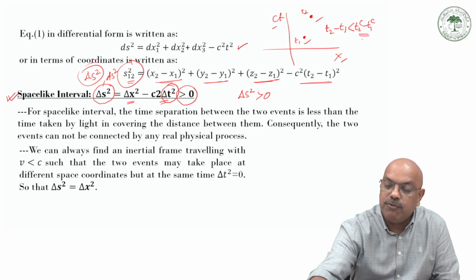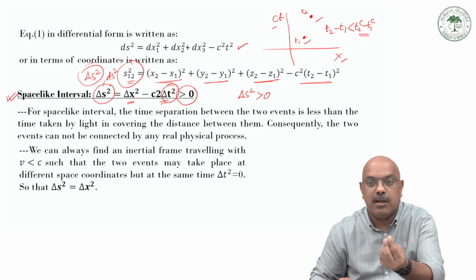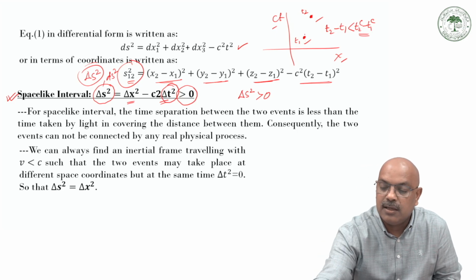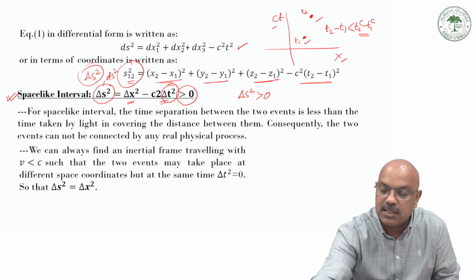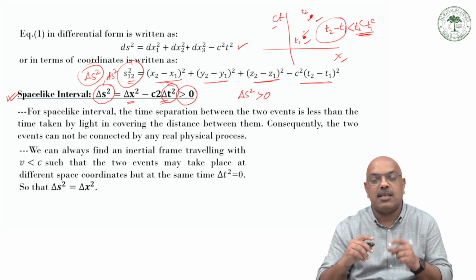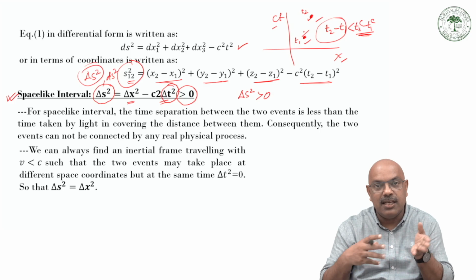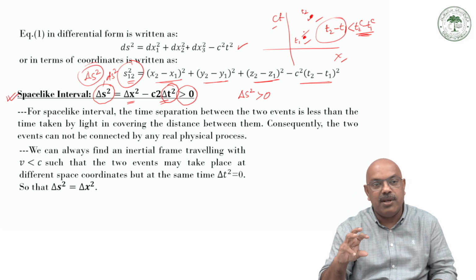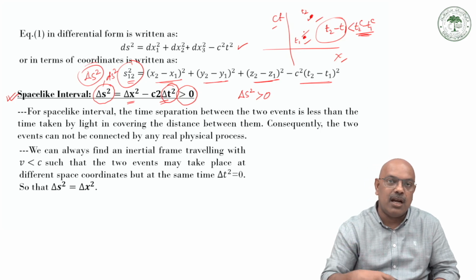That means if you splash light, if you have a light here, and this light reaches here at this point, whatever time this light pulse takes to reach from this place to this place, that is going to be the time. And what this event is doing is taking even less time than the light takes to travel from t1 to t2. So if this is happening, such events are known as space-like events.